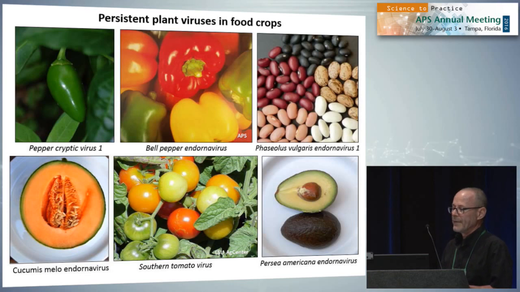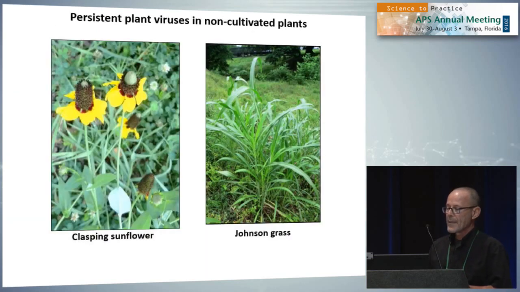Persistent viruses infect many food crops, and I want you to pay attention to two of them here, bell pepper and melon. When you eat bell pepper raw or melon, you are consuming relatively large quantities of a persistent virus, dsRNA and RNA, both of them. But they also occur in some major crops such as avocado, common bean, and tomato. They also occur in non-cultivated plants.